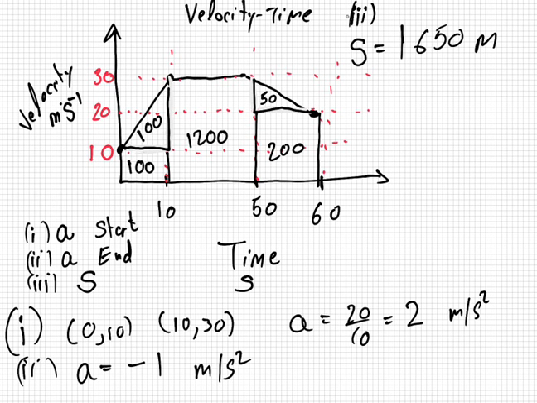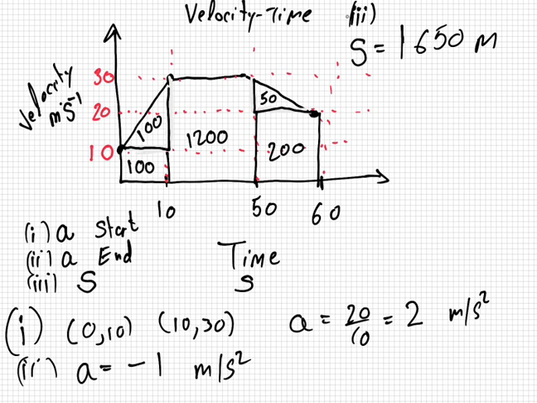So when do you use velocity-time graphs? In what situation? When the acceleration is not constant. If the acceleration is constant, we can use our UVATS formulas.